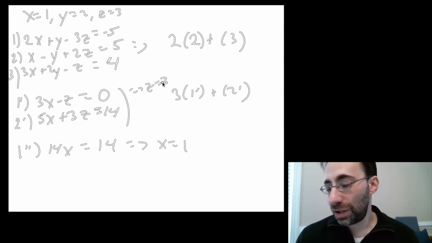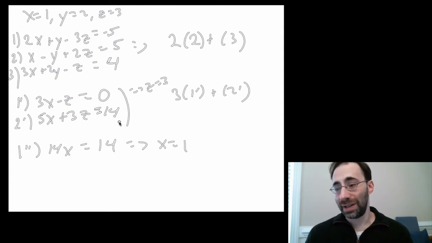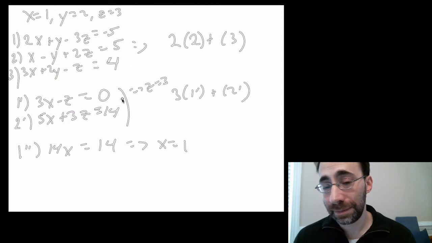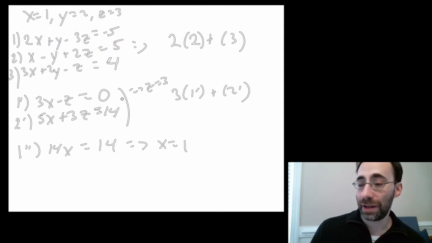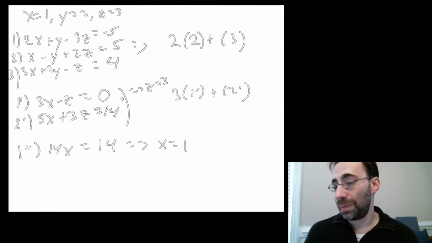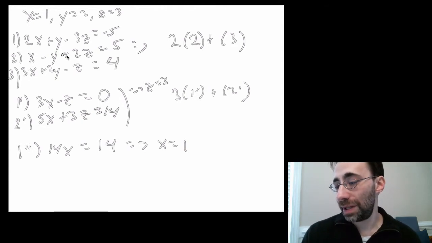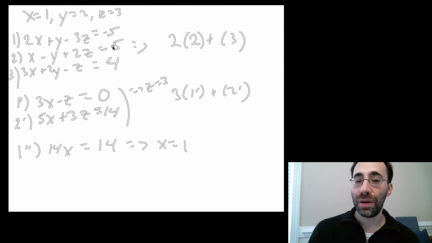And again, I could have done this equation too. 1 times 5 is 5. It's 3z equals 9, or z equals 3. They both give the same answer. Now I plug back into the previous one, and we pick any one we want to pick, because we use all of them. So let's pick 2, because that's simplest. 1 plus 6, 2 times 3 is 6, so it's 7 minus y equals 5, or y equals 2.